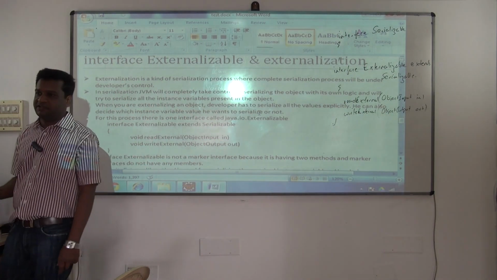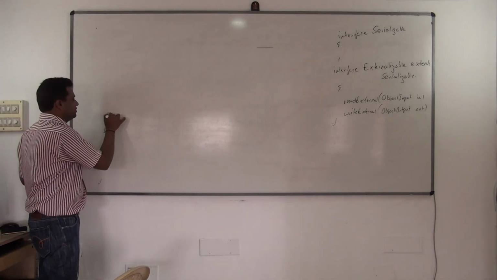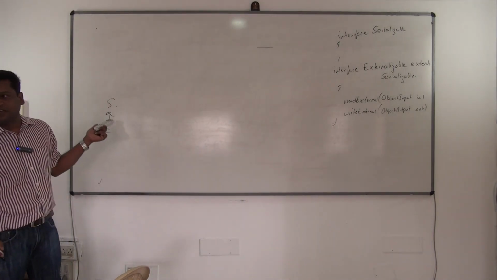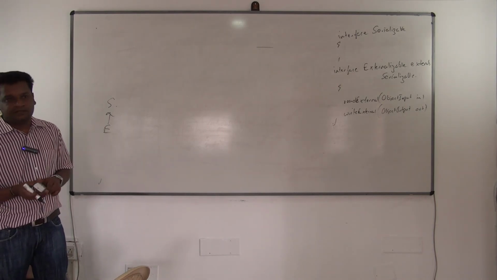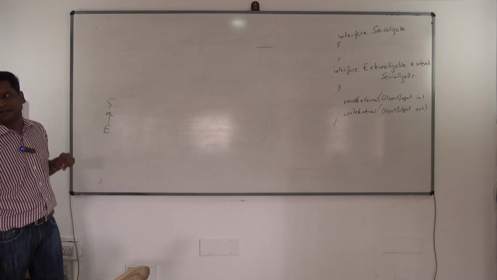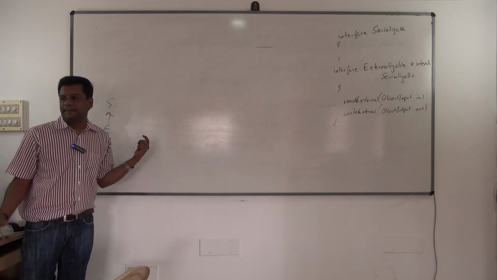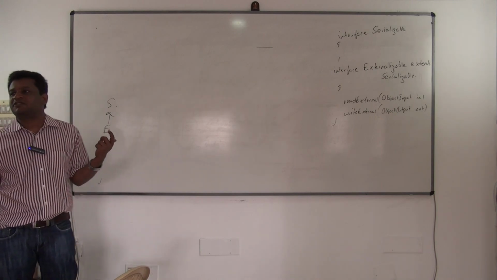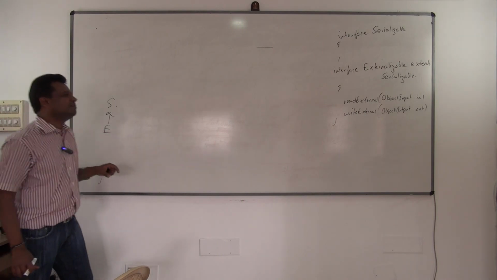Okay, so it's an interface, a sub interface now. Externalizable is extending what? Serializable. In serializable there are no methods, but in externalizable you are having two methods. So serializable is a marker interface, but externalizable is not a marker interface. Remember that. Why? Because it is having methods now. Marker interfaces do not have methods. Okay. So it's a very simple concept.